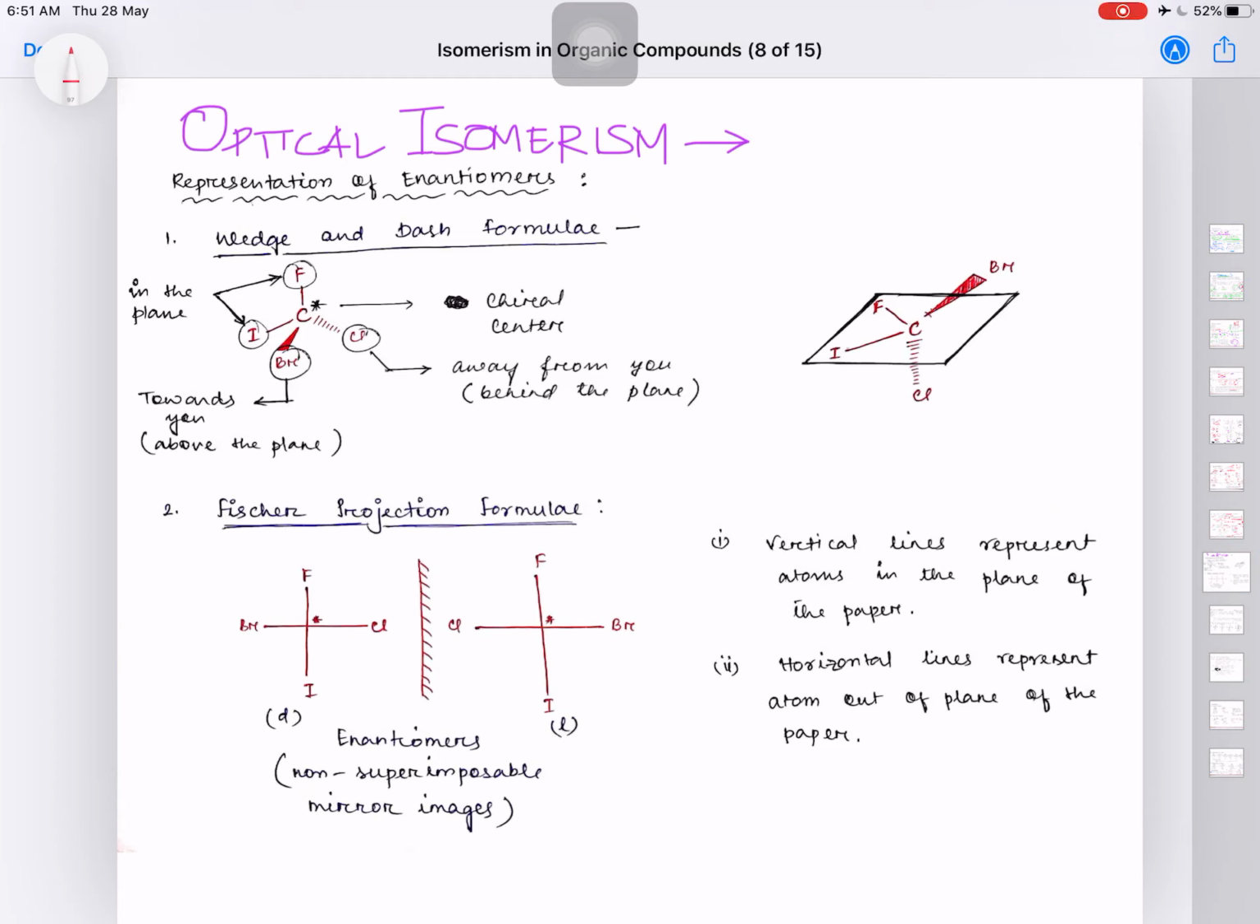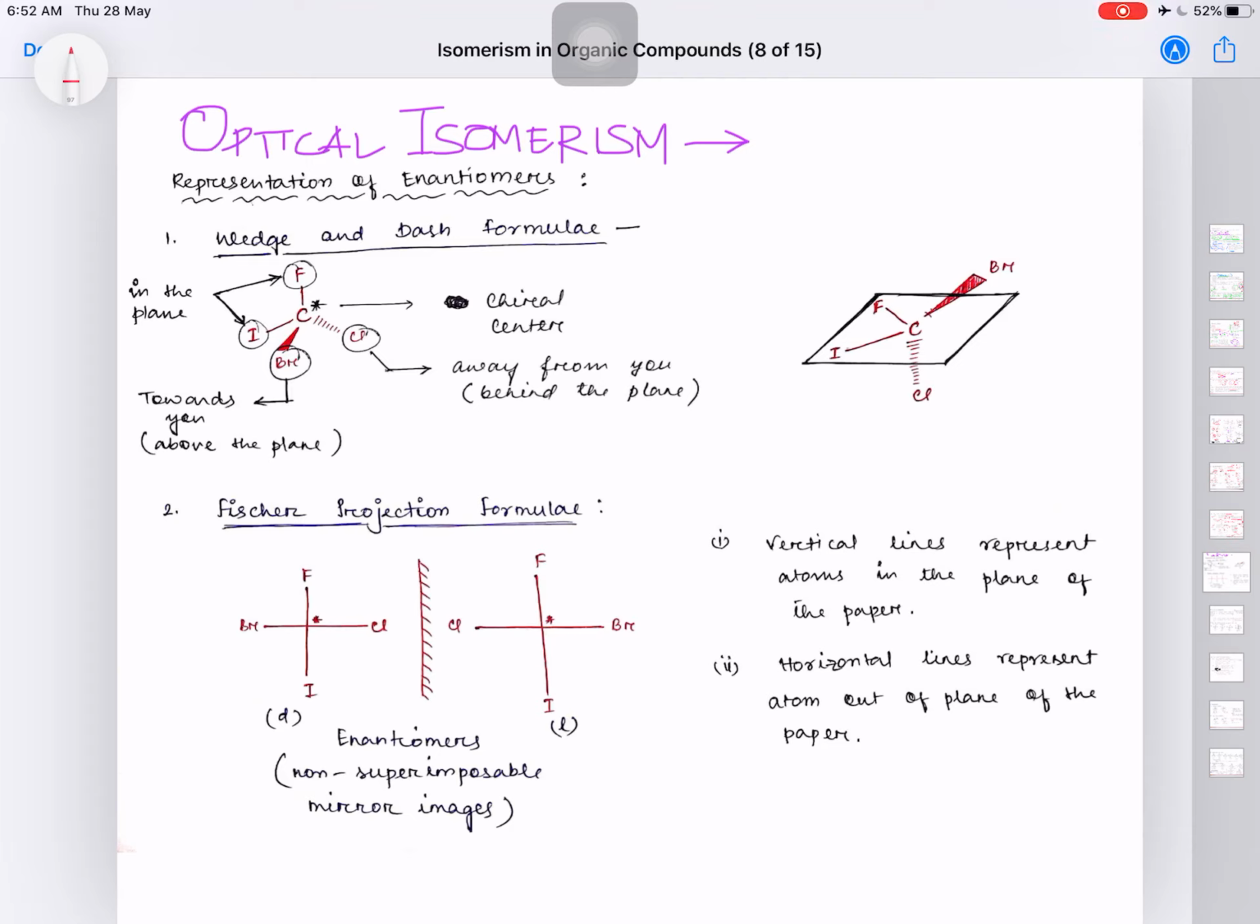Hello students. In the previous video we discussed structural and geometrical isomerism. We'll just continue with the remaining part, so we'll start with optical isomerism. Optical isomerism is a property, say optical activity. First you have to know what is optical activity, meaning which compounds are optically active and which are optically inactive.